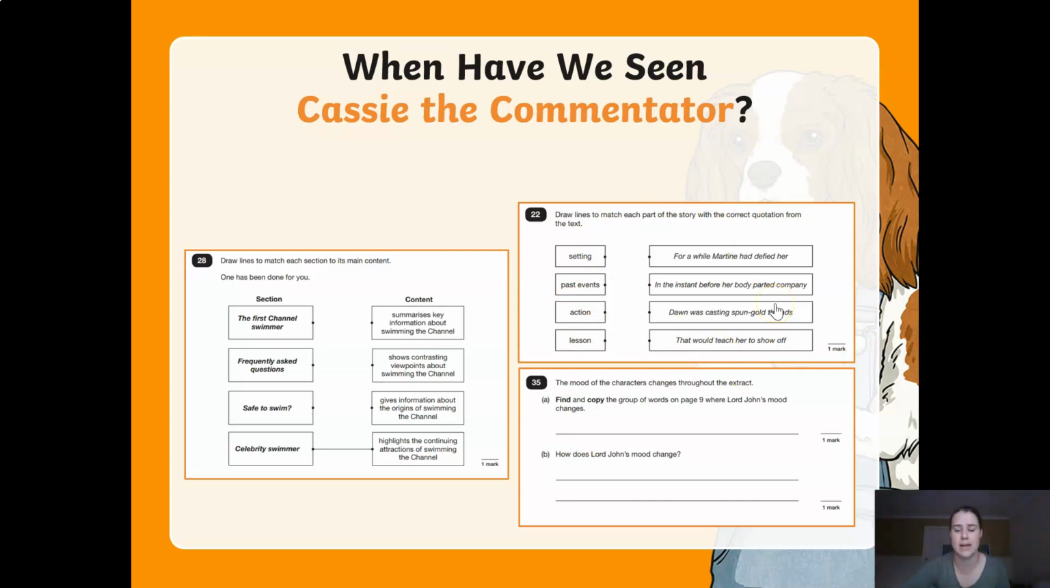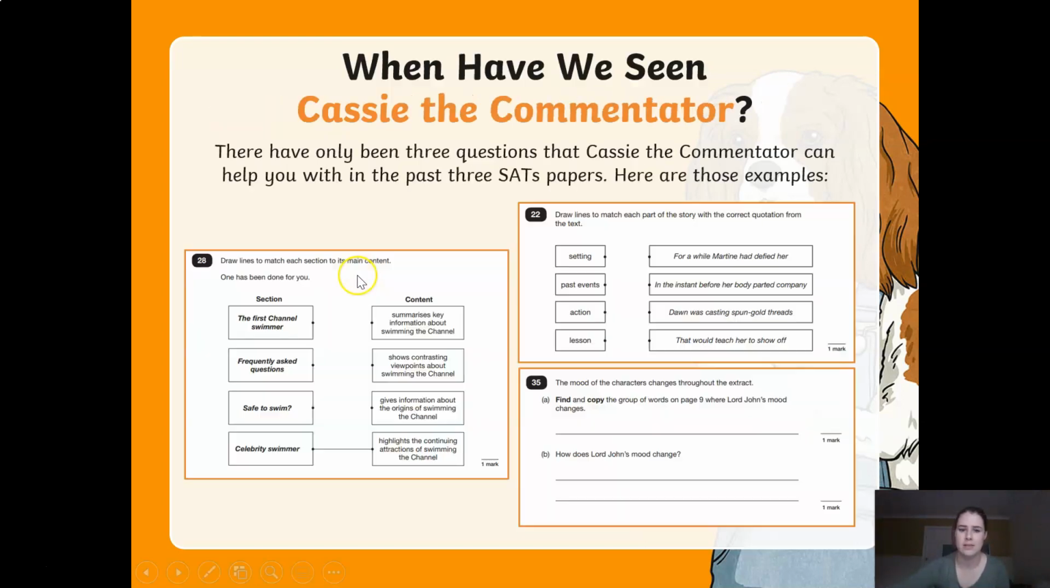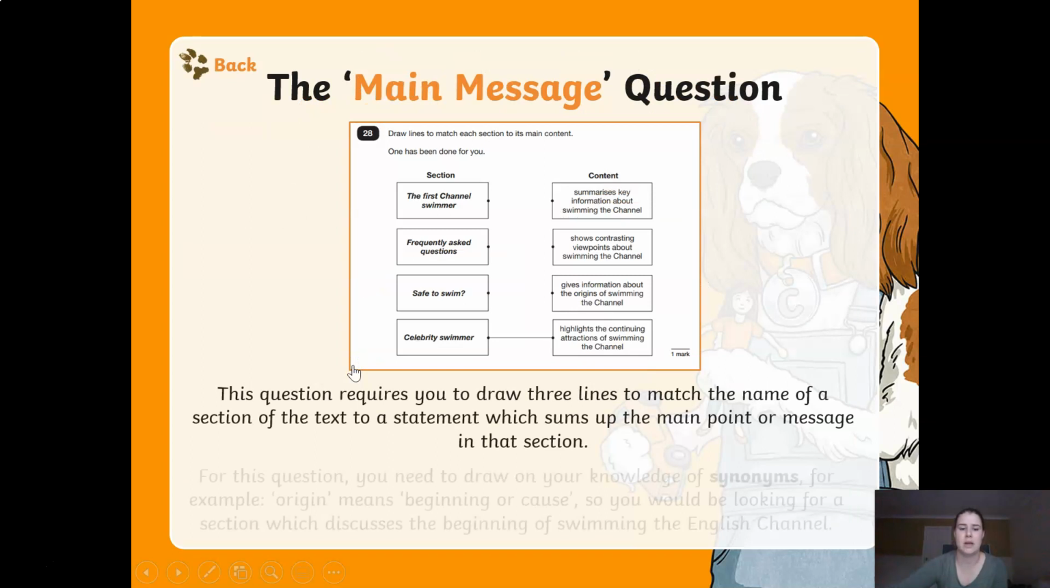Now, the one that we had in our test paper that threw some of you was this one. This one is actually a sneaky one. It links to both parts of those 2 test domains. So first we've got: find and copy the group of words on page 9 where Lord John's mood changes. So again, that's us finding evidence to prove it. And then here we have to explain, well, how has that person's mood changed? So that one is a sneaky one because it almost links to 2 of the main domains, okay? So let's have a look at each one of them in a bit more detail, okay?